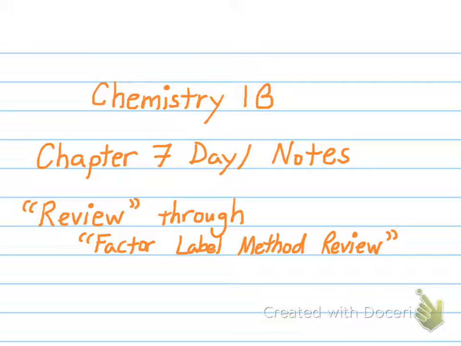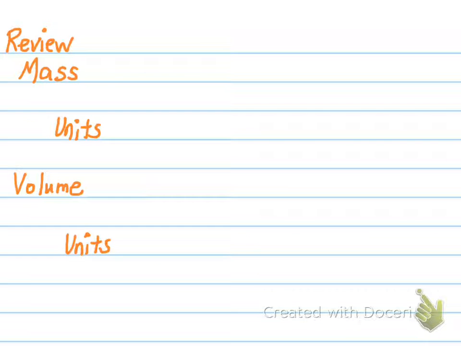We're going to start on your outline at the review, and we are going to go through the factor label method review. A lot of today is going to be review of things that you've learned previously in science classes. But we are going to start to talk about the mole, and you're going to discover that a mole is very important to science and to chemistry specifically. So here we go. We'll start with that review.